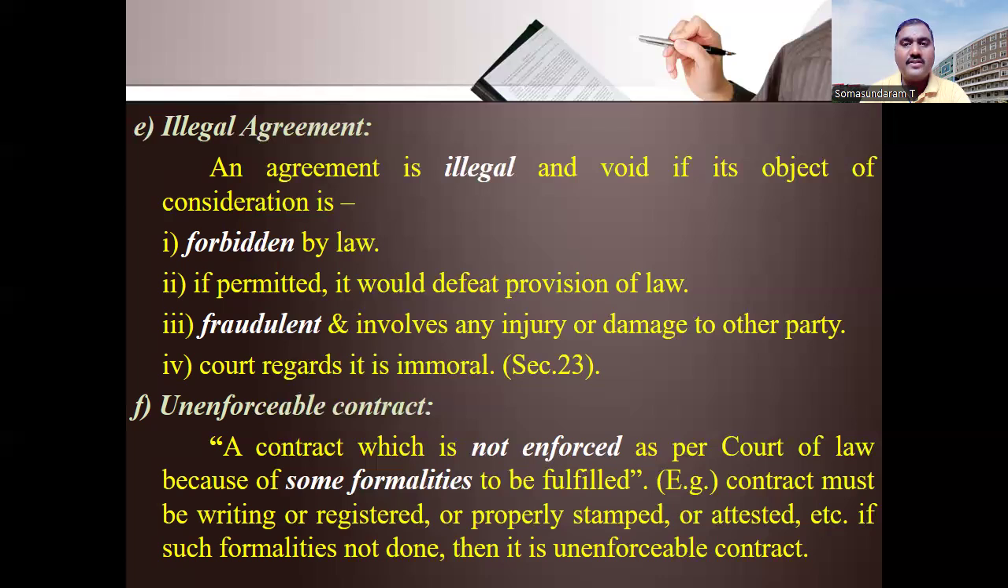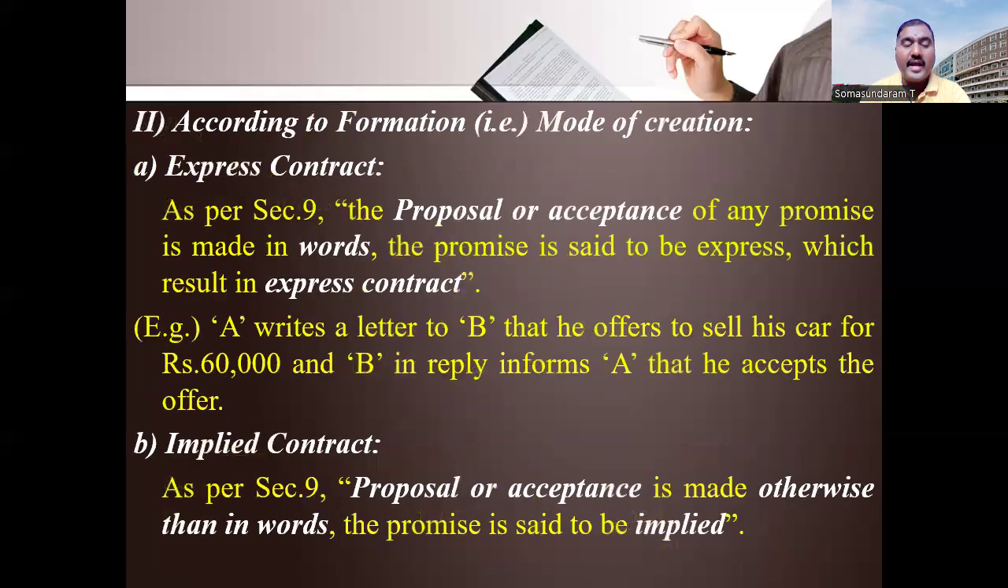These are the contracts classified according to enforceability, that means as per the law. Now there is a second category: the different types of contracts according to formation. That means in what way you are going to follow to create the contract. Under that we have different contracts. The first one is the express contract.